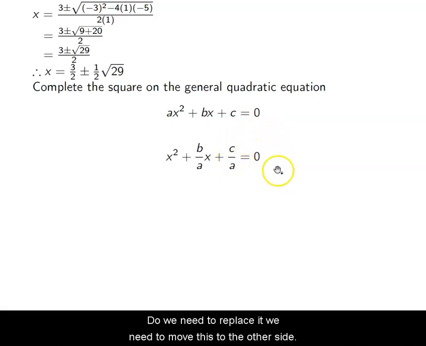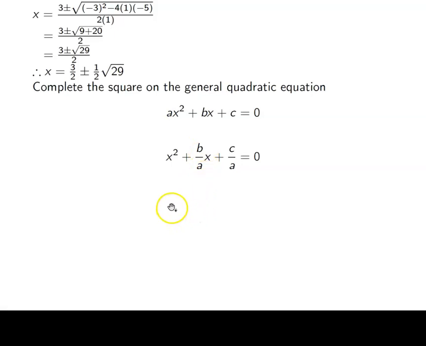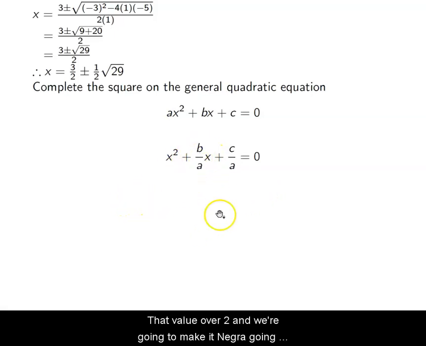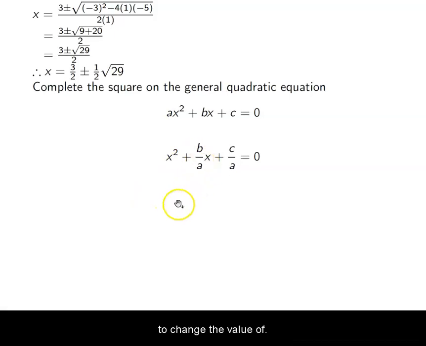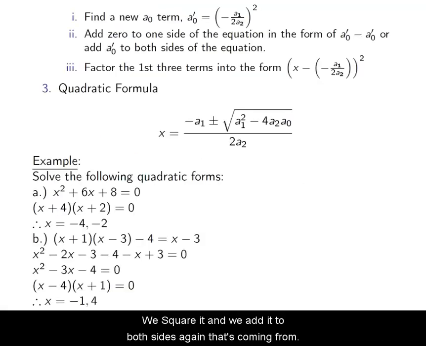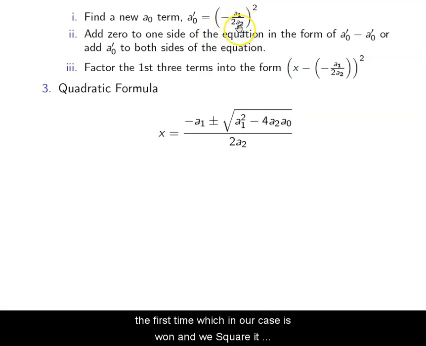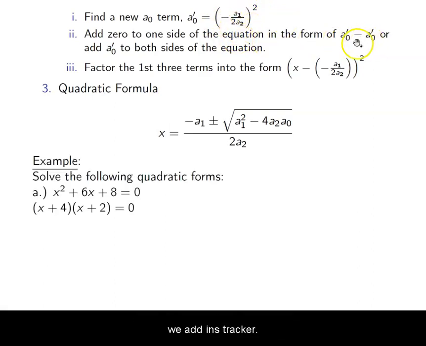We need to move this to the other side, and we need to replace it with a value that is this number, b over a, divided by 2 times what was this number, which is nothing now. So b over a, that value over 2, and we're going to make it negative. We're going to change the sign of it, square it, and add it to both sides. Again, that's coming from here, right? The middle term divided by 2 times the first term, which in our case is 1, and we square it after we change the sign, and we add that to both sides, or we add it and subtract it. Okay.